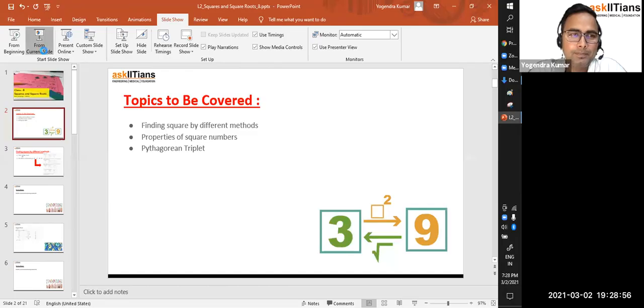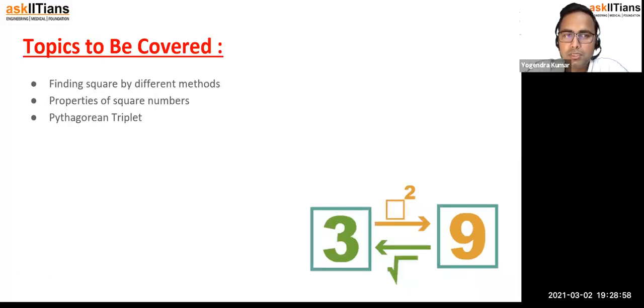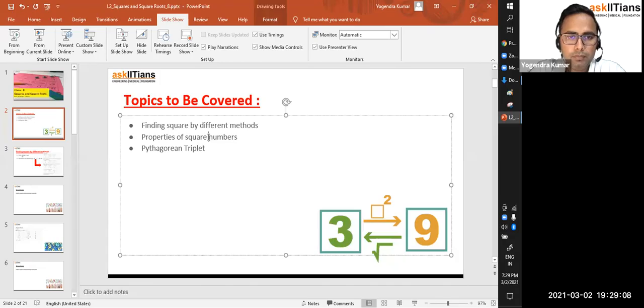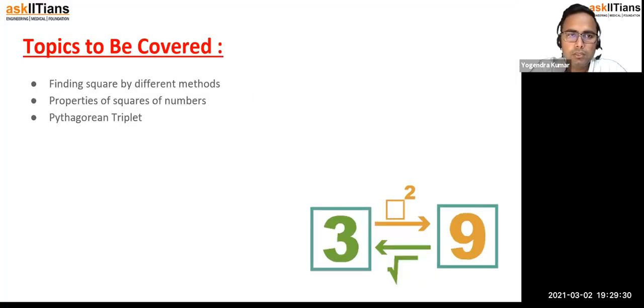So what are we going to discuss today? Finding squares by different methods, and properties of squares of numbers. We need to understand these properties of squares of numbers. Then Pythagorean triplet, which is also related to our squares only.